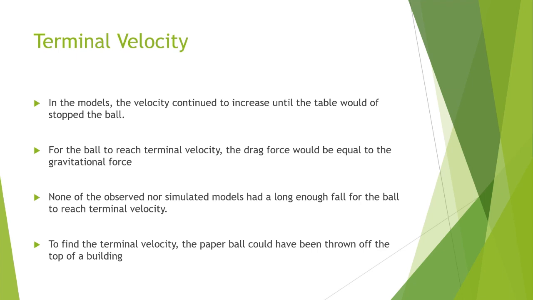Now, terminal velocity, what is it? It's when the force of drag is equal to the force of gravity, drag pushing up and gravity pushing down. None of my models ever reached this because they didn't have enough time to fall, and they were still increasing velocity until they hit the ground and stopped. But to simulate this, you'd have to throw a ball off of a larger building, like off the top of the building, and then eventually in the air, it would get to that point where the net force is 0.